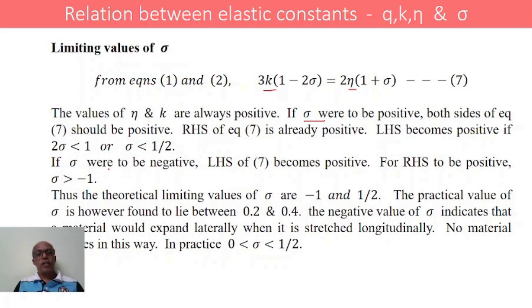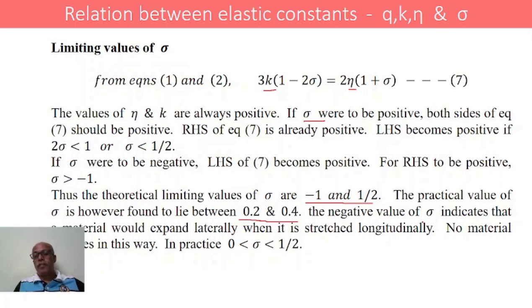If sigma is to be negative, the LHS of 7 is positive, for which the RHS is to be positive, so sigma should be greater than minus 1. Hence, the theoretical limiting values of sigma are minus 1 and half. These are the limiting values of Poisson's ratio sigma. The practical value of sigma is found to be between 0.2 and 0.4.